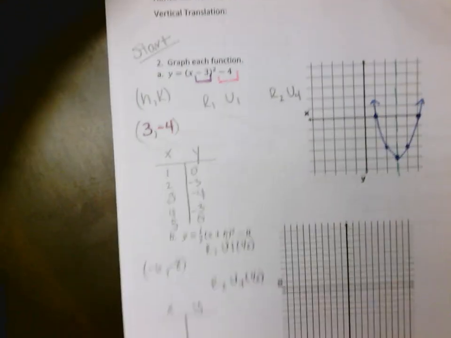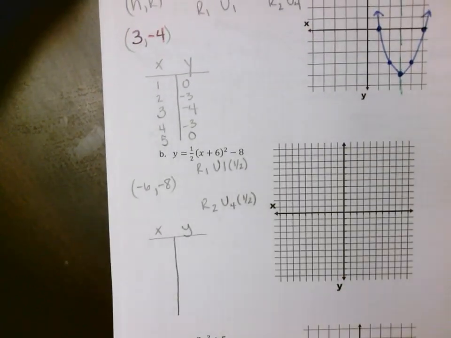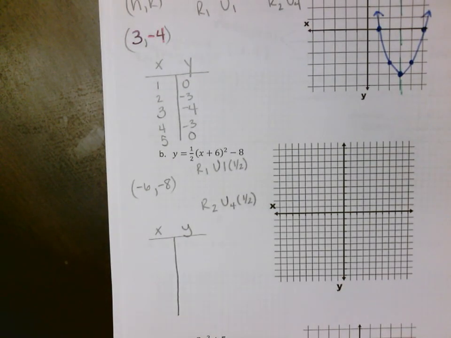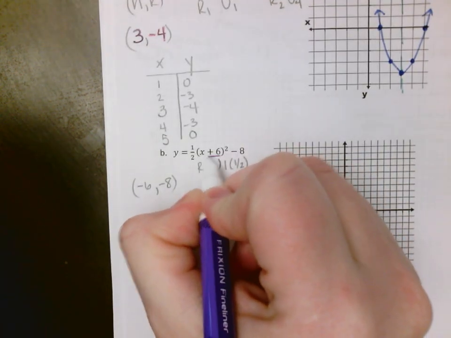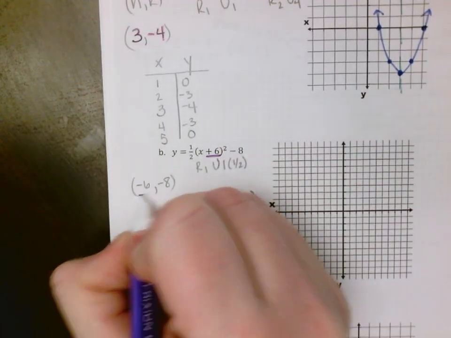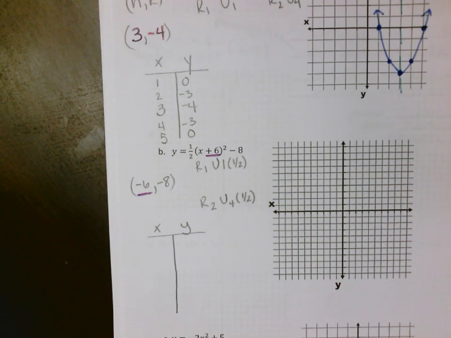So the next one, okay, looking at this graph, once again my h is here. This is my h. Okay. This is my k.